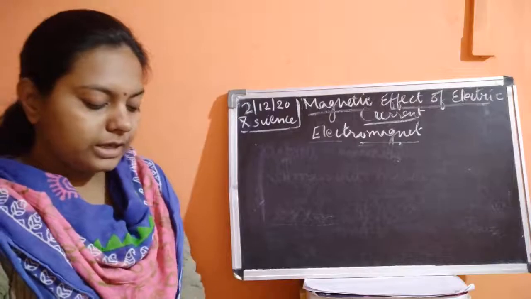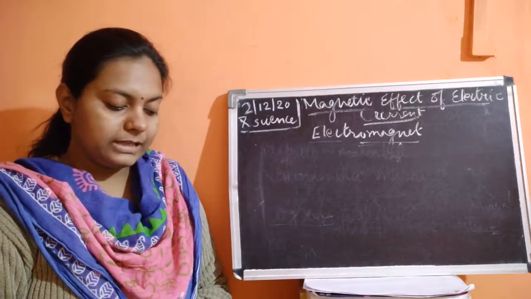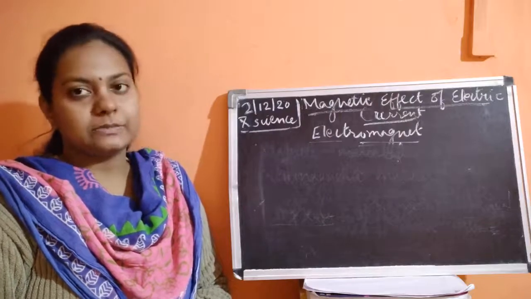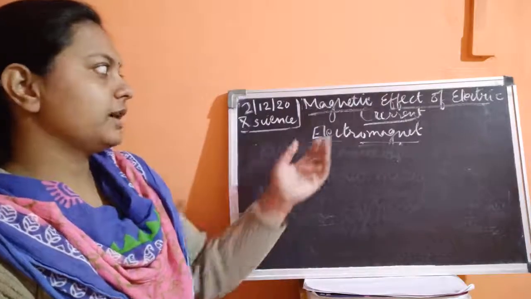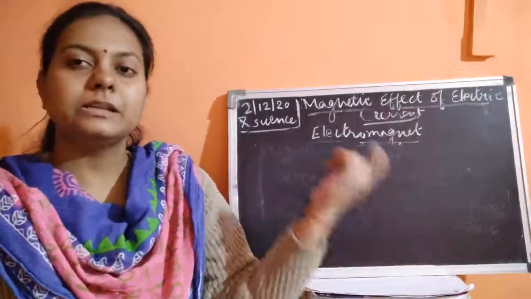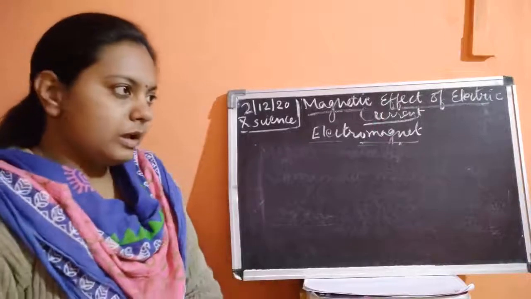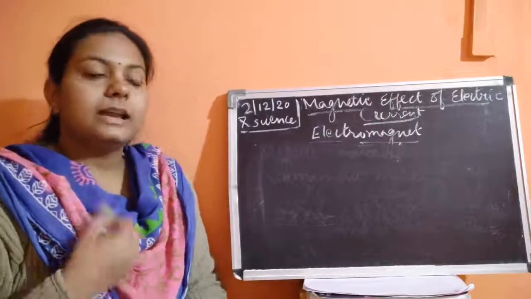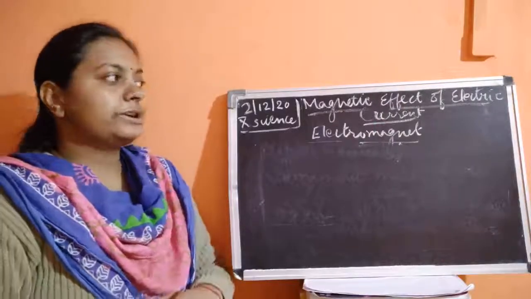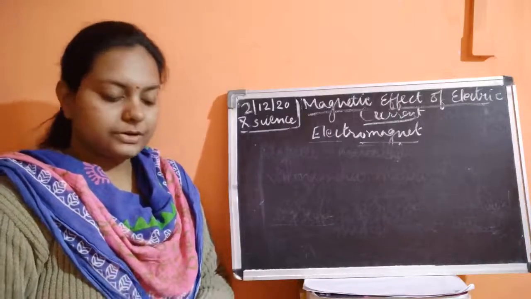A current flowing in a wire always gives rise to a magnetic field, and that is said to be the magnetic effect of electric current. So I'll come back to this topic, the magnetic effect of electric current, as it is written over here as the heading of the chapter. This says there is a magnetic effect which is generated by the electric current. Now how is that generated? Let's see.